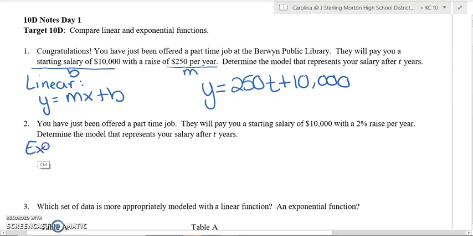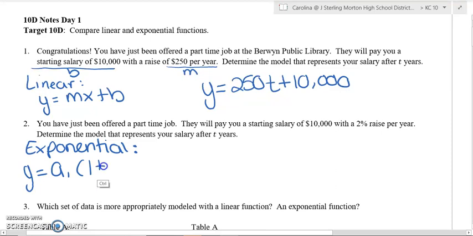So for exponential, remember the formula is y equals a sub 1 parentheses 1 plus or minus r to the x power. So for this one, a sub 1 would be our starting salary. And you're going to get a raise, which means we're increasing. So we're going to have to be adding to 1 instead of subtracting.